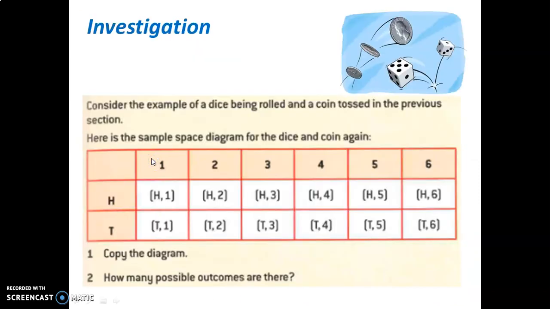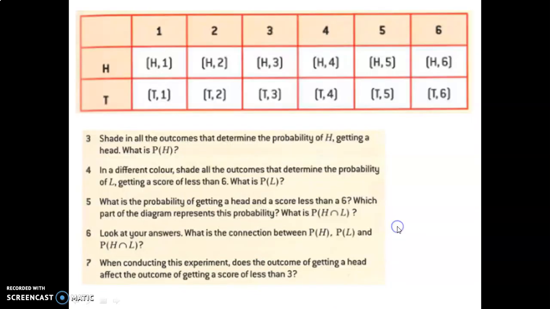Next, to jump into this lesson, we're going to have an investigation that you will follow. The investigation has the classic situation of a coin toss, heads or tails, and a die roll 1 to 6. And here's our entire sample space diagram for that. Question 2 here, how many possible outcomes are there? I hope you said 12. We can see 12 possible outcomes right there.